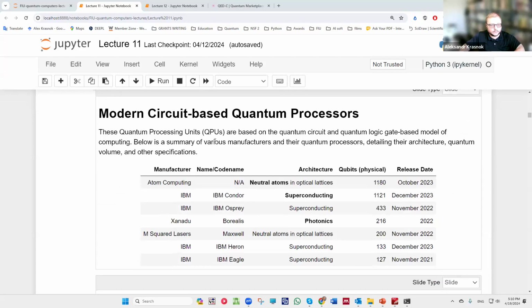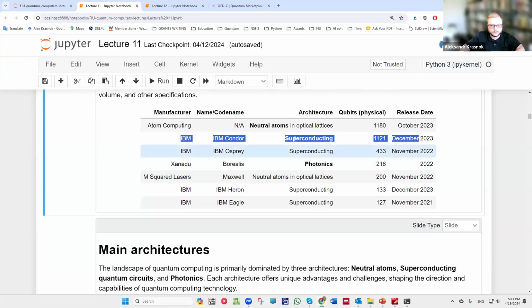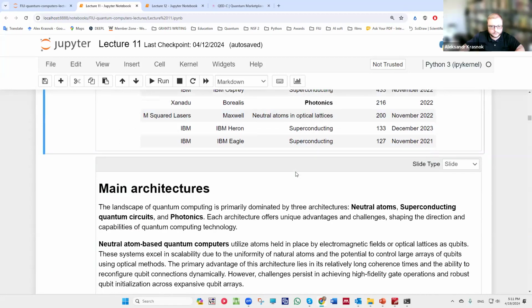Right. So we said that today's quantum computers are mostly based on superconducting qubits, with some exceptions of photonic, atom and ion-based quantum computers. I would say the vast majority of today's quantum computers are superconducting, and this is the subject of our interest today, superconducting quantum computers.